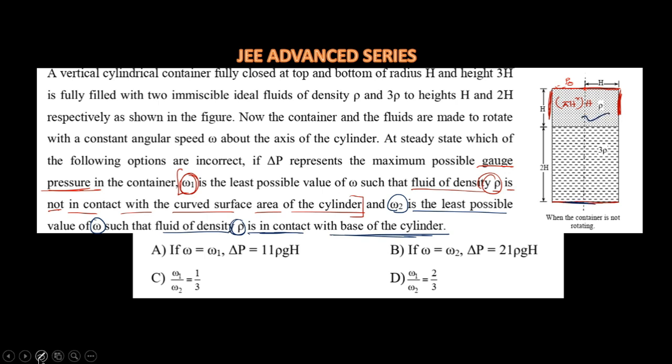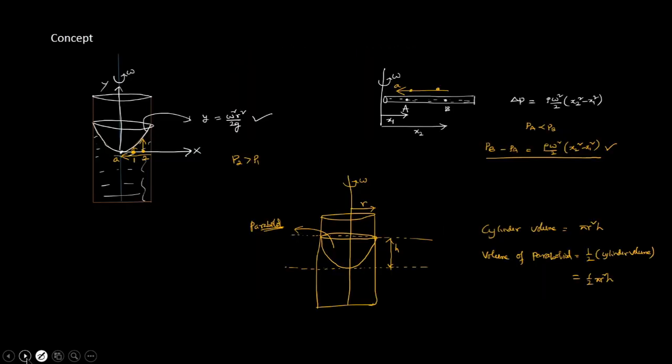Now, pause the video and try to draw the diagram for this. This is really a good idea to understand or to learn, and that's why I have taken this question. So the first rho liquid has to touch the base. I'm going to draw the diagram, so carefully follow this. Now this is the cylinder.